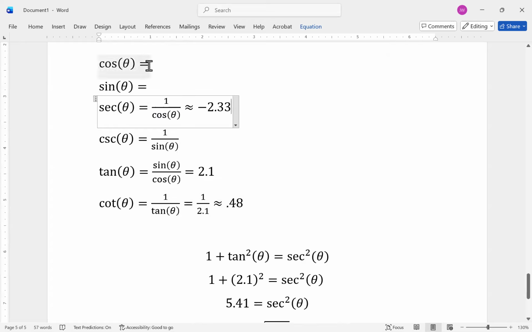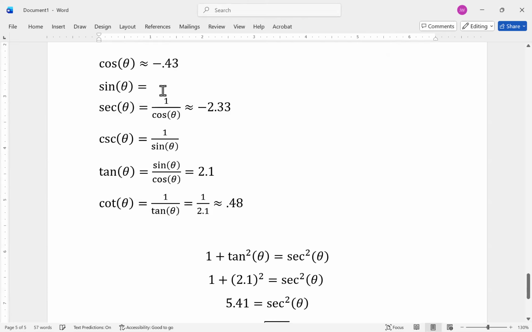The reciprocal of that will be cosine. So if I take 1 over negative 2.33, I get about negative 0.43. You could do the exact value as well. Again, I'm just taking the reciprocal of secant to get that.